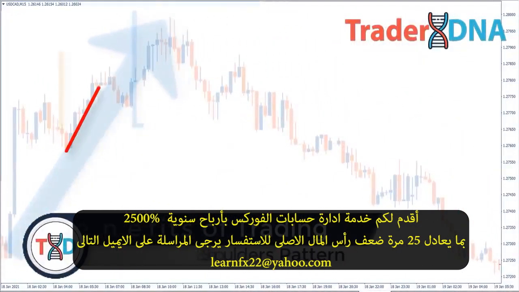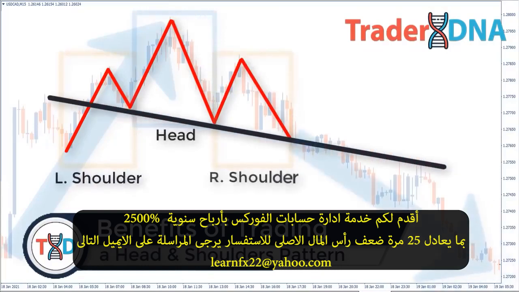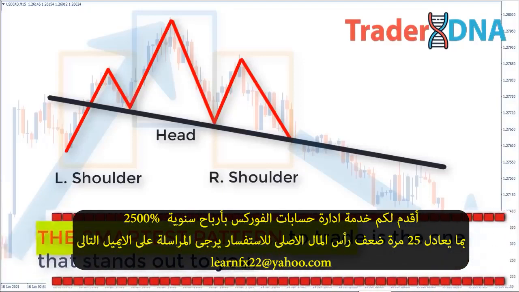Benefits of trading a head and shoulders pattern. If you've been around the markets a while, you've probably learned about several chart patterns. You may even wonder which one you should focus on. So, let me say that the smartest pattern to trade is the one that stands out to you. It's the pattern your eye is drawn to and that you recognize. It could be a head and shoulders or any other number of patterns.